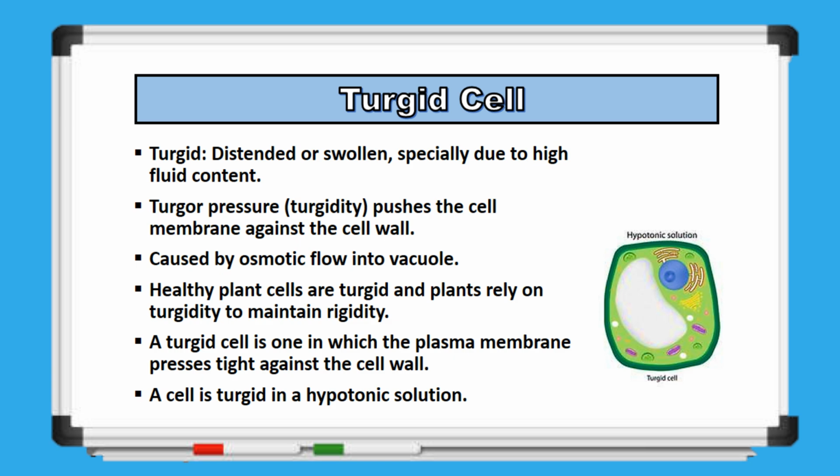This condition occurs in a hypertonic solution, where water enters the cell and causes it to become turgid. The diagram on the whiteboard shows a plant cell in a hypertonic solution, with the cell membrane pushed against the cell wall, labeled as a turgid cell.